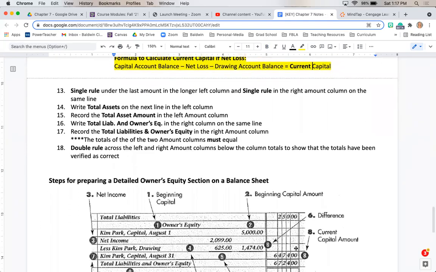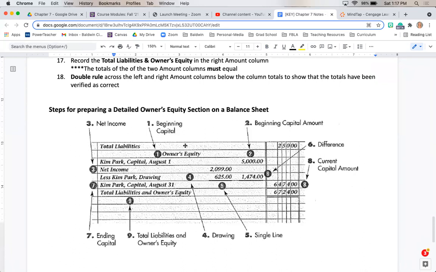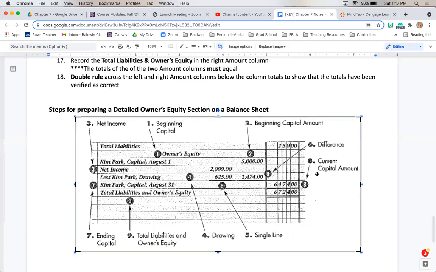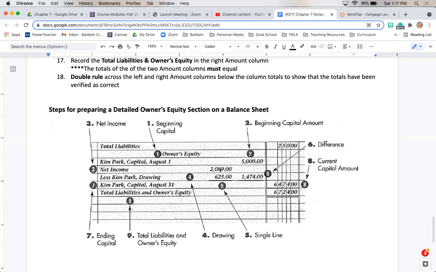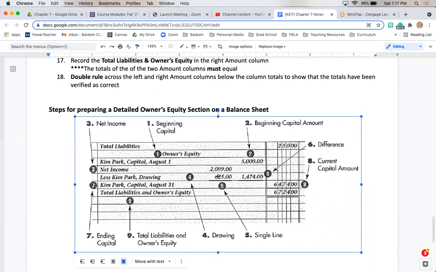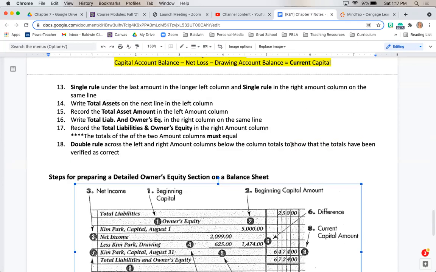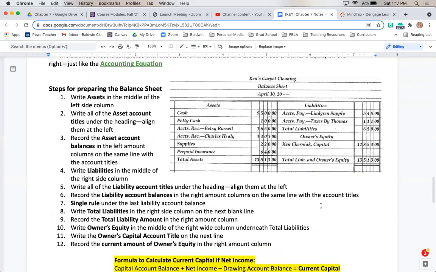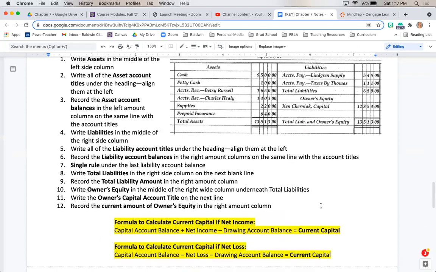We can also do that by completing what's called an owner's equity statement. We would start with our total owner's equity, then add in our net income, and then subtract out our drawing, which would give us a cumulative amount to be added to our capital, and we would then take that and put it on our balance sheet. So let's go perform this in MindTap.